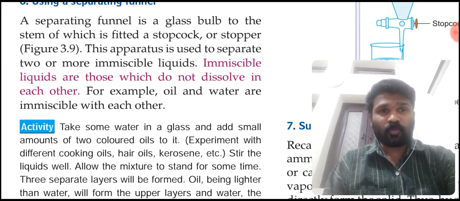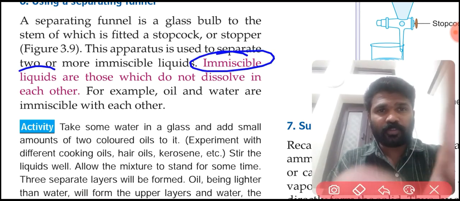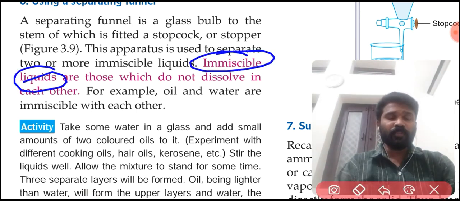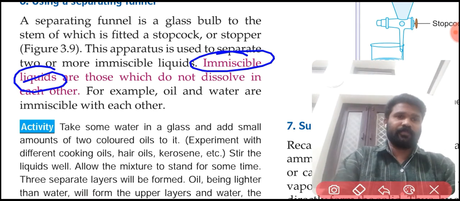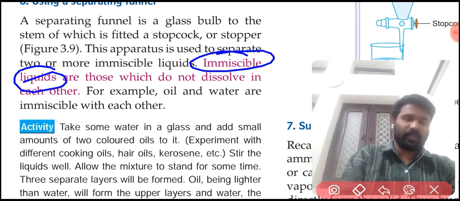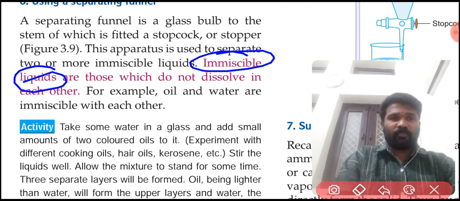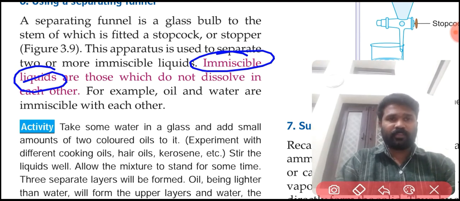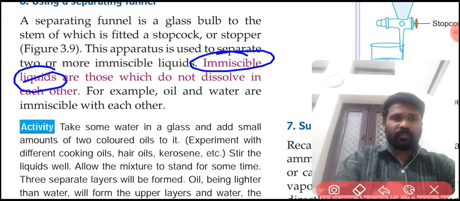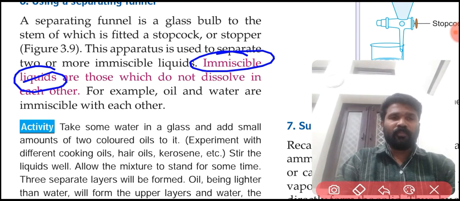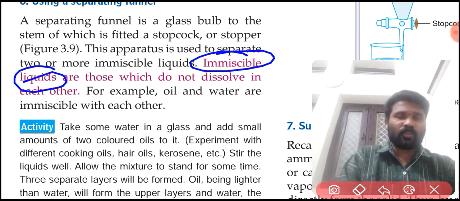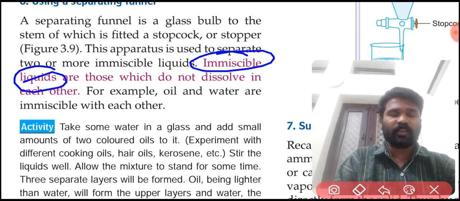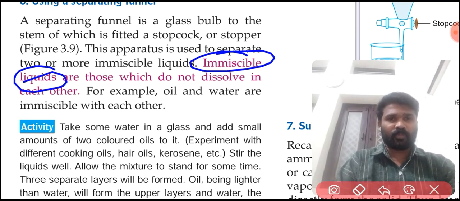What is the definition of immiscible liquids? The liquids which do not dissolve in each other, like oil and water. Oil and water do not dissolve in each other, so this is a good example of immiscible liquids.